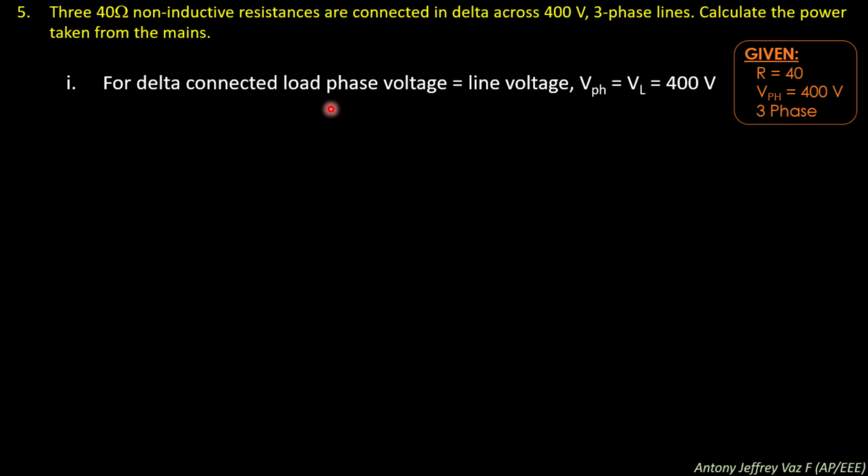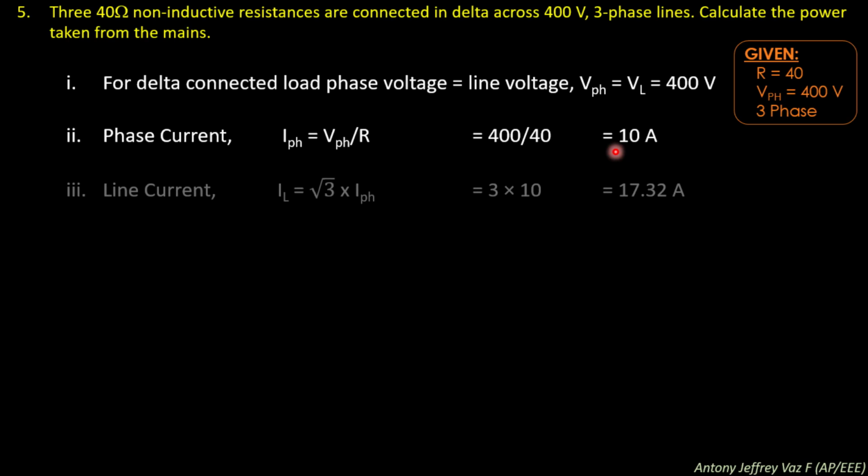For delta connected load, phase voltage will be equivalent to line voltage. For star connected load, phase current will be equivalent to line current. So the only difference is for delta connected load, the phase voltages will be equivalent to the line voltages, which is V phase is equal to VL, which is equal to 400 volt. Next, the phase current I phase is equal to V phase divided by R. Here, the phase voltage is 400 volt and the resistance is 40 ohms. So, you will get a phase current of 10 amperes.